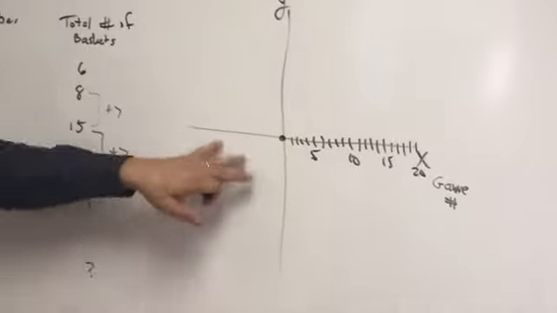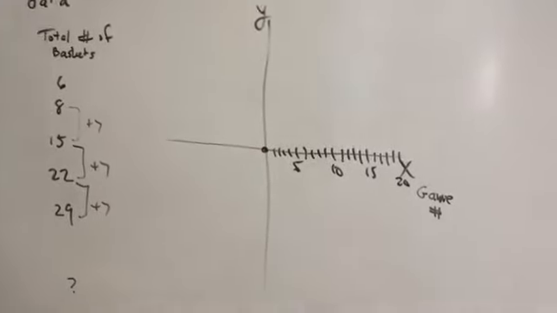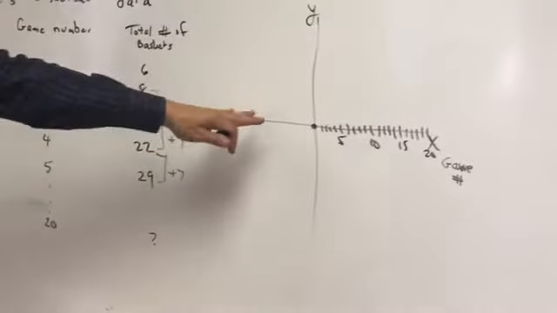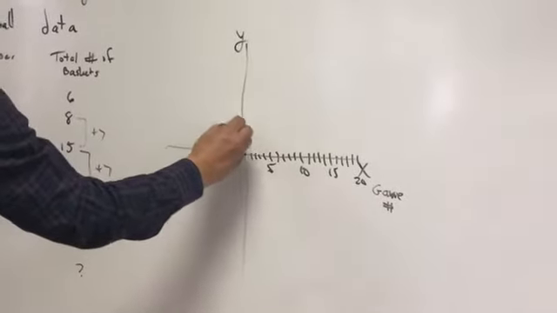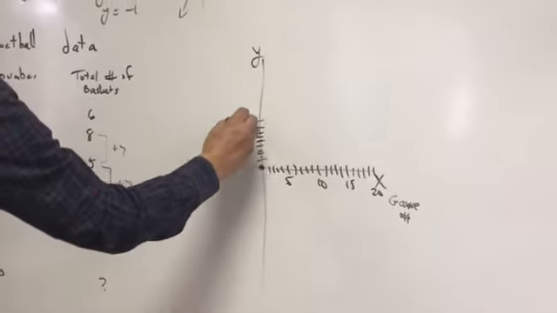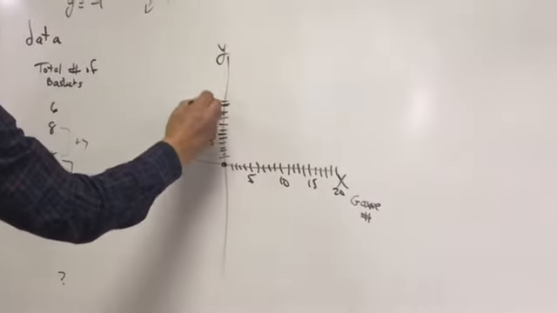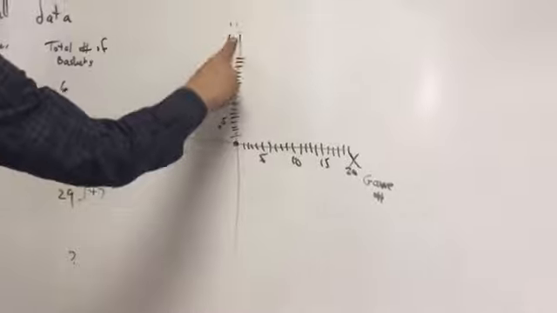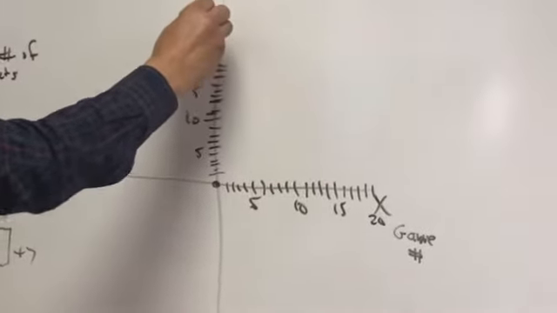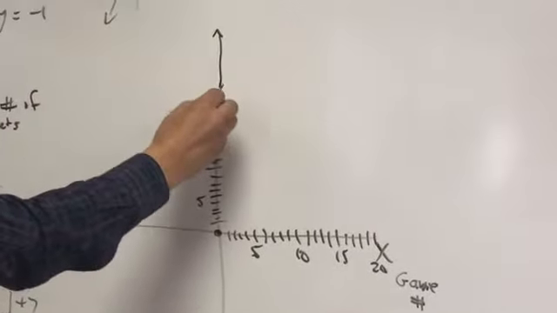Very important to know that these are the game number, but I am going to, of course, need to put the total number of baskets here. So 1, 2, 3, 4, 5, 6, 7, 8, 9, 10, 11, 12, 13, 14, 15. Sorry, it's a little rough. 16, 17, 18, 19, 20. And I'm going to have to make this a little longer. And do note that sometimes you do have to do that.